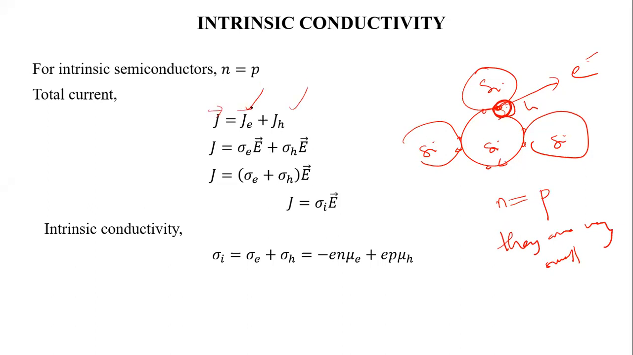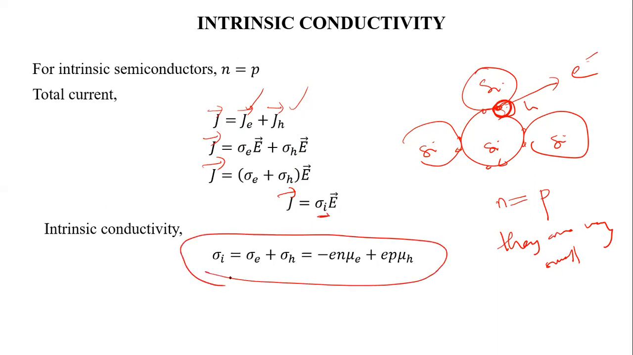So let us put a vector sign here all over. The current density of electrons is sigma_E into E. The current density of holes is this, and you will find that in an intrinsic semiconductor, the conductivity is given by this. This is the intrinsic semiconductor conductivity.